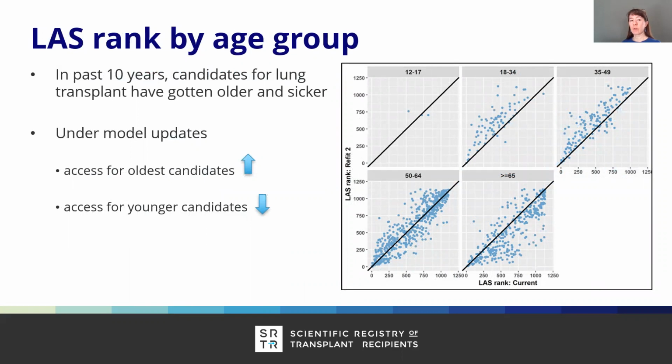When we look at the LAS ranks by age group, what we see is that under the model updates, there is increased access to the oldest candidates, those greater than age 65, and decreased access to transplant for the younger candidates, those aged 18 to 49. In the past 10 years, the candidates for lung transplant have gotten older and sicker. And if you think about the way the LAS works, we do see those with the highest urgency do get the most access to transplant, and that's reflected here by age group.